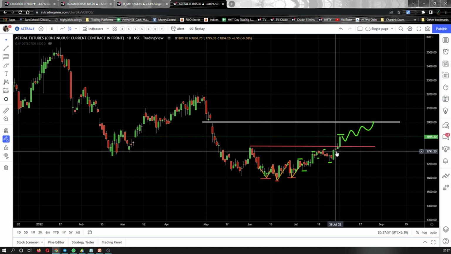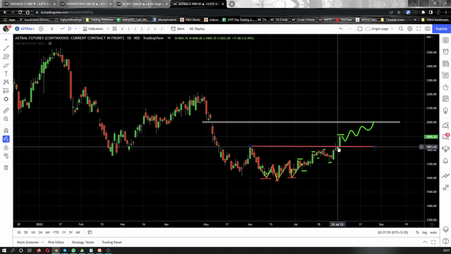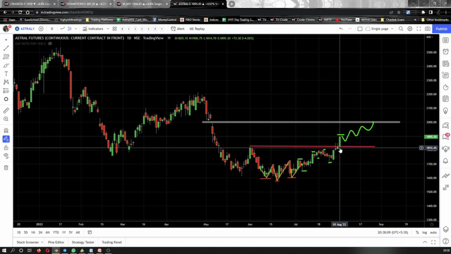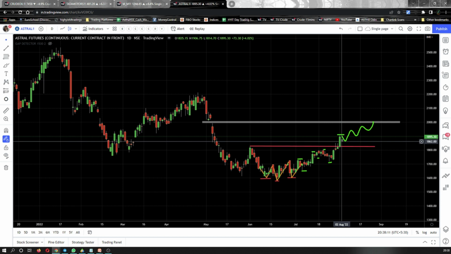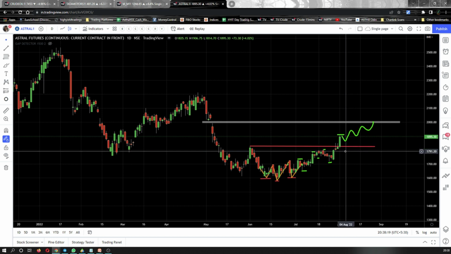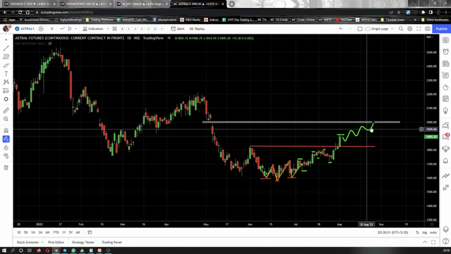And as you can see here, it has been trying to breach this particular resistance for the last 2 trading sessions, Thursday and Friday, but it was not able to do that. Finally, today it was able to breach the resistance and it closed above it. So this becomes a good candidate wherein we can anticipate that this stock can move up further.